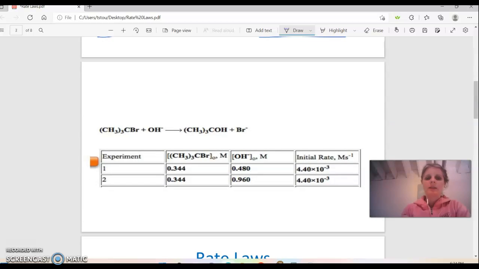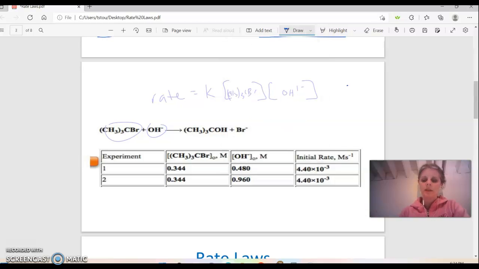Sometimes when you look at the data here, again, it's going to have that same formula: rate equals K times the concentration of our reactants. So I've got this reactant right here. That's a doozy, isn't it? And then my other one is OH minus. What I'm trying to figure out is how they are actually related.